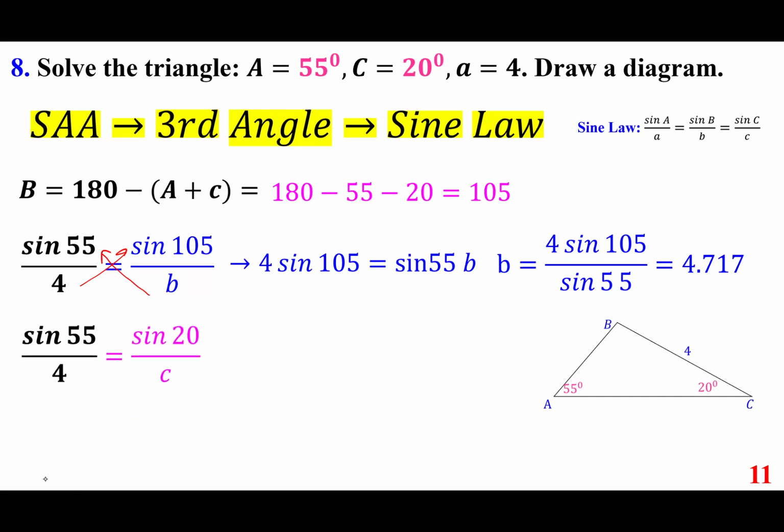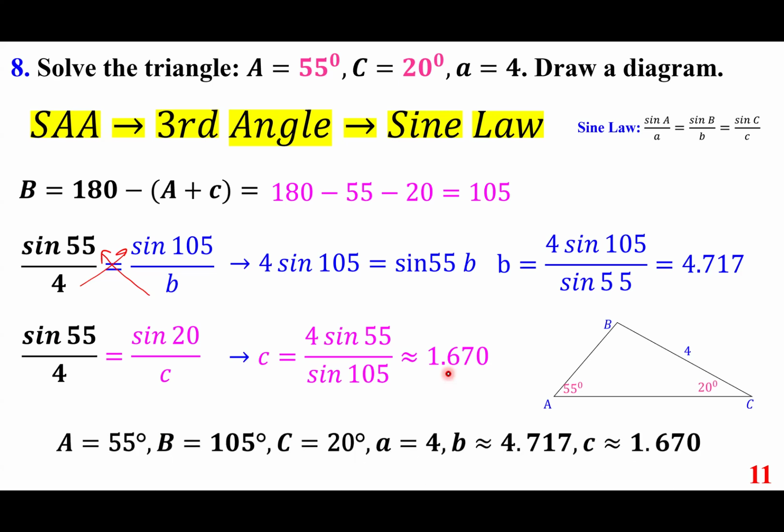Now sine 55 over 4, sine 20 over c. This was given. We try to use the one that is given. Now c will be the product of these two, 4 times sine 20 divided by sine of 55. And when you put it into a calculator, it gives you 1.670. So now we are going to put everything that we have right here.